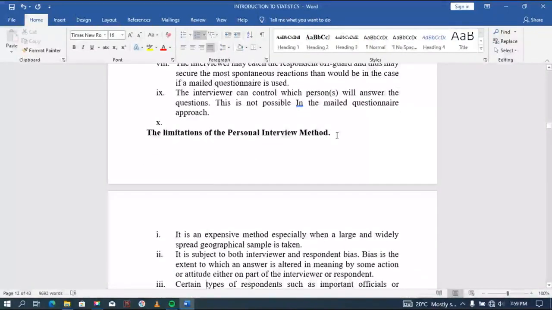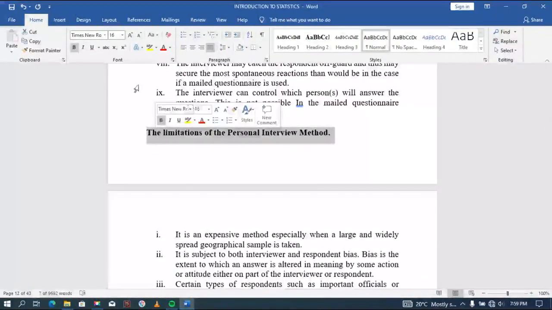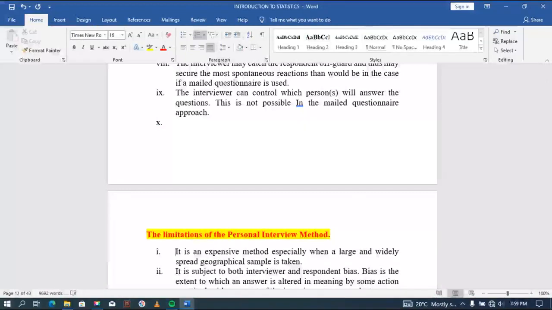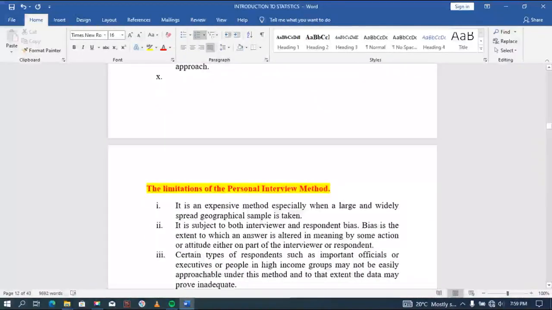Then we do have the limitations of personal interviews. So they've also got some challenges or some disadvantages. One of the disadvantages or limitations of this personal interview is that it is an expensive method, especially when a large and widely spread geographical sample is taken.